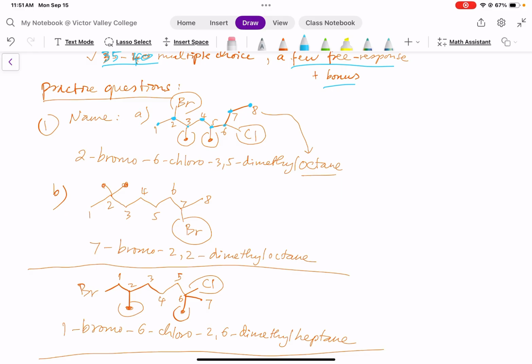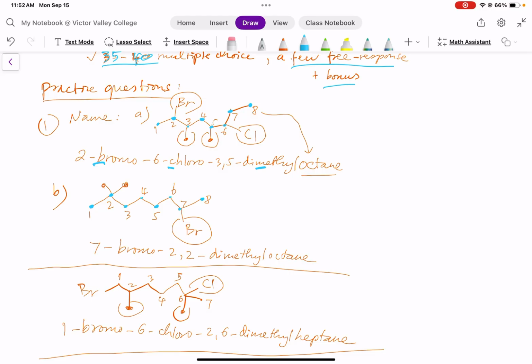So it just happened to be 2 bromo, but if bromo were on the other end, you still have to name the bromo first because it's B. And then chloro, and then dimethyl, but we base it on the methyl instead of the di. Di just means 2. Okay, so we got 2 bromo, 6 chloro, 3,5 dimethyl octane. In this second one, we have 2, 3, 4, 5, 6, 7, 8.